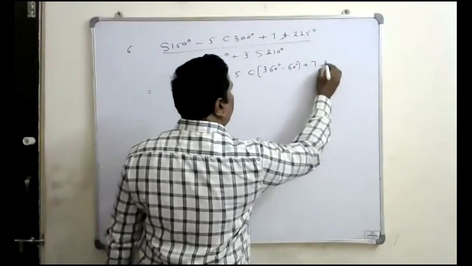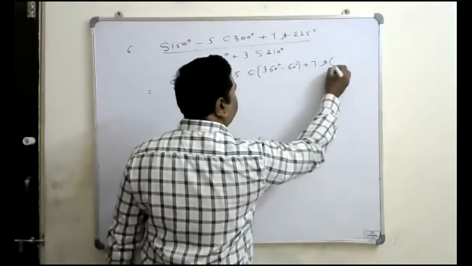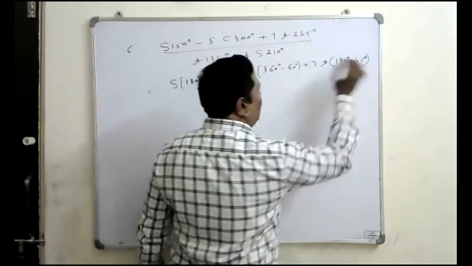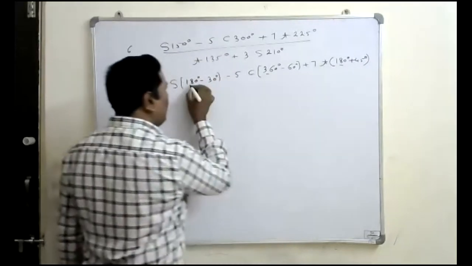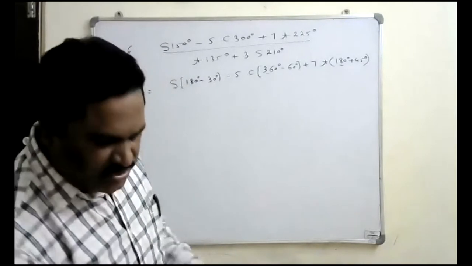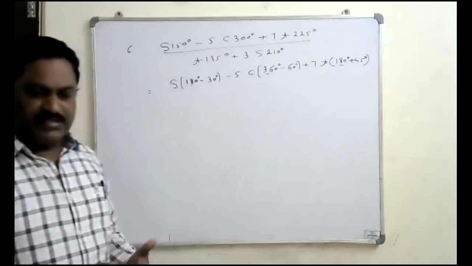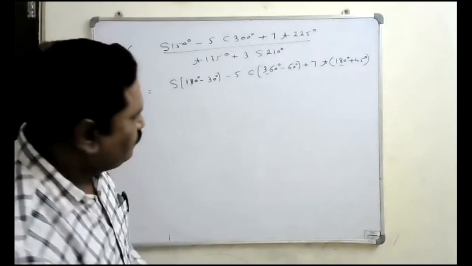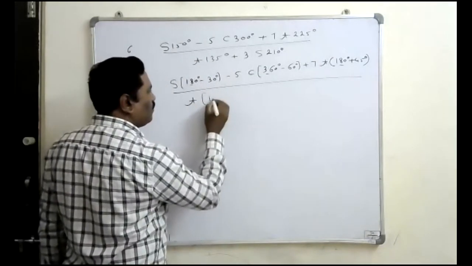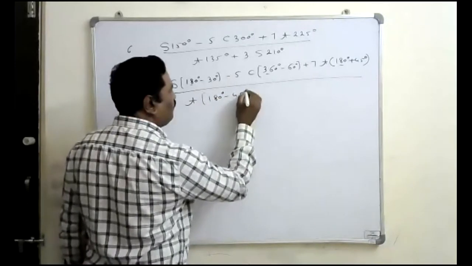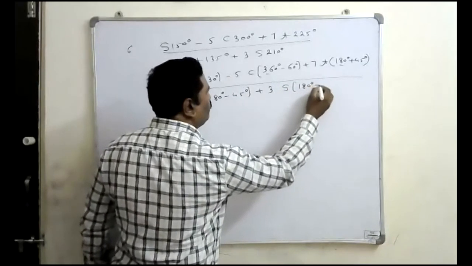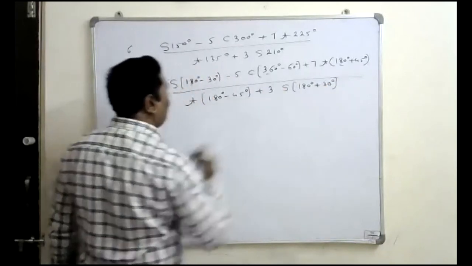Plus 7 times tan. How do you write the 225? 180 plus 45. Because try to express all the quadrant angles which lie on the x-axis. In them, the function is not going to change. Otherwise, the function is going to change. In certain cases, sometimes you may forget to change the function. Upon, how do you write 135? 180 minus 45. Plus 3 times sine, how do you write 210? 180 plus 30 degree. Like that we will express it.